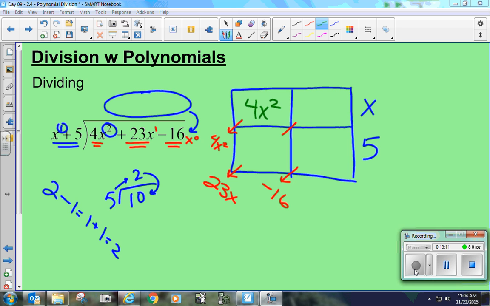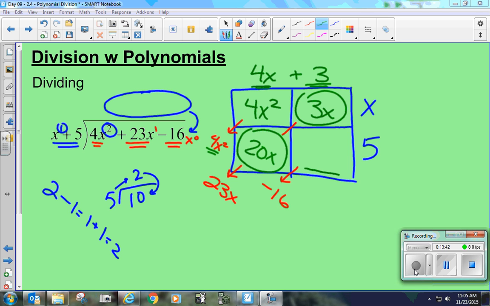It's the only box that gives me this. So what do I multiply by x? 4x. Times x gives me 4x squared. Oh, sweet. Now I can do this box. What is 4x times 5? 20x. Sweet. Now I can do this box. What do I combine with 20x to give me 23x? 3x. Oh, sweet. Now I can do this. What times x is 3x? 3, right? A positive 3, right? Sweet. Now I can do this box down here. What is 3 times 5?